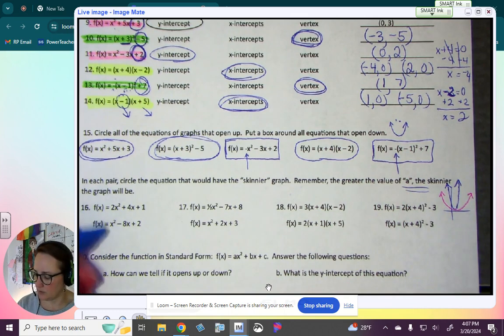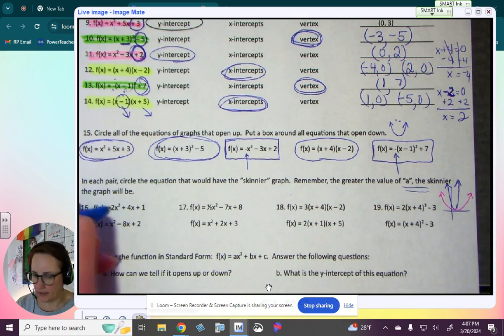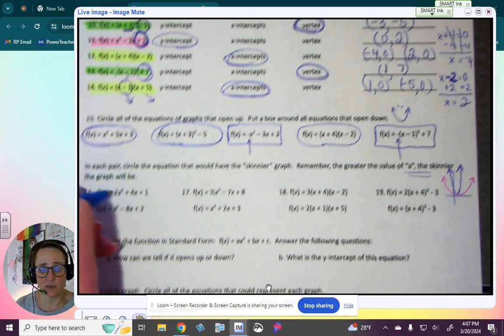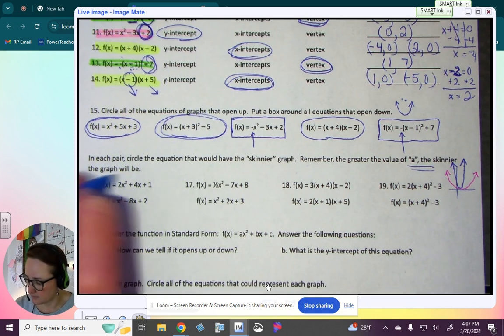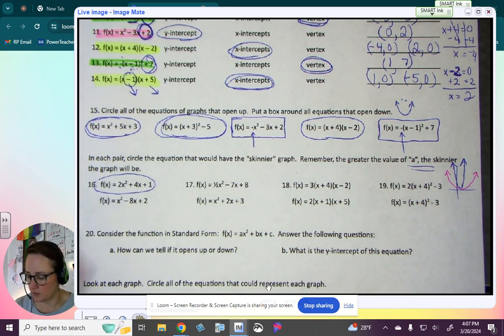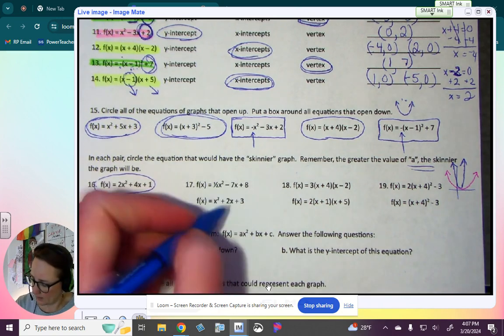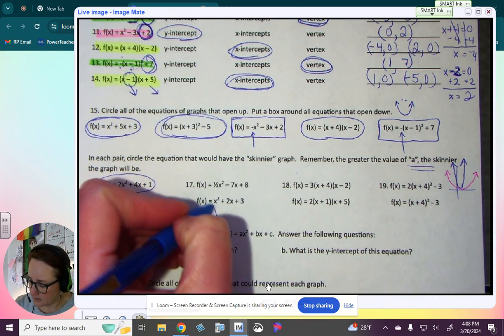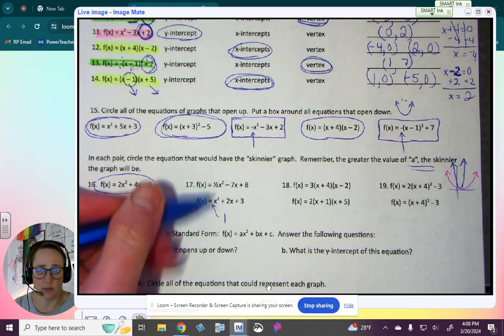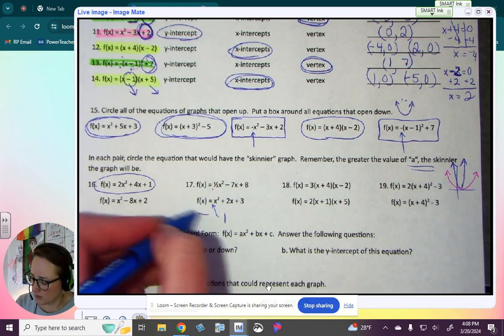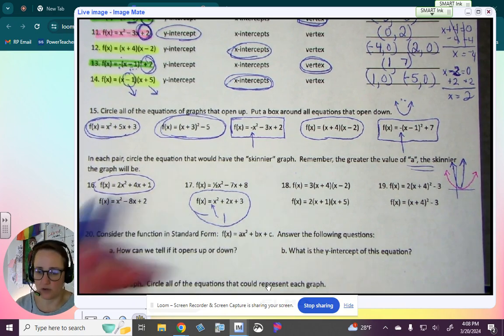So out of these two, I'm looking for that multiplier in front of the x squared term that is bigger. This one's bigger. That one's going to be a skinnier graph. This doesn't have a number in front. That just means it's a 1. And 1 is a bigger number than half. Bigger the number, skinnier the graph.